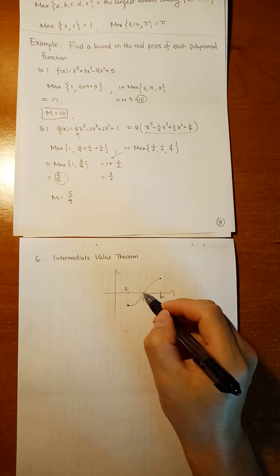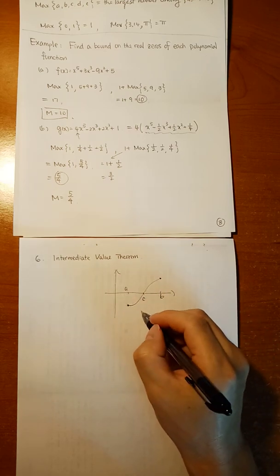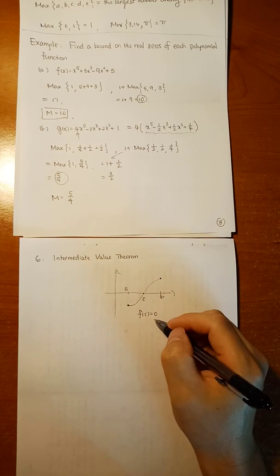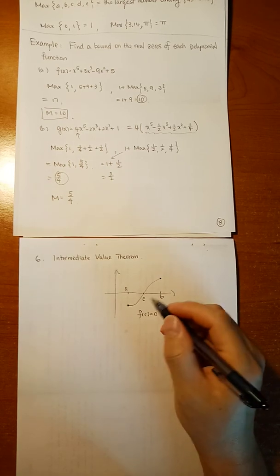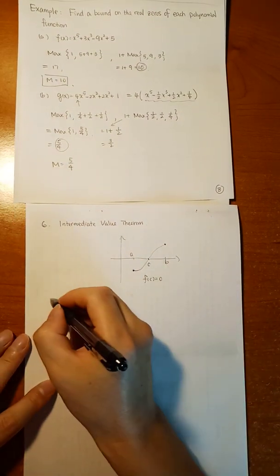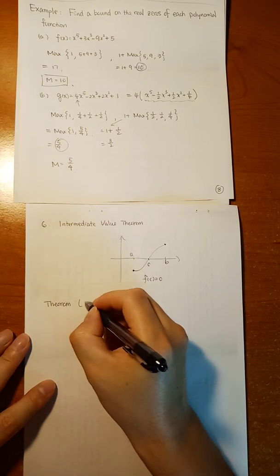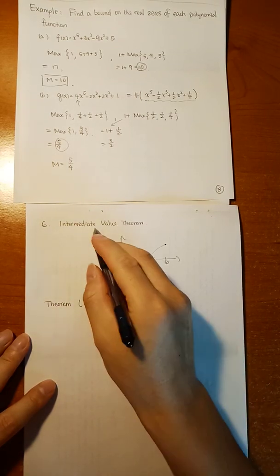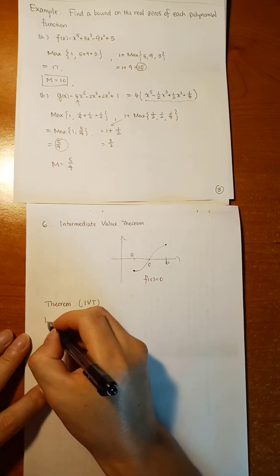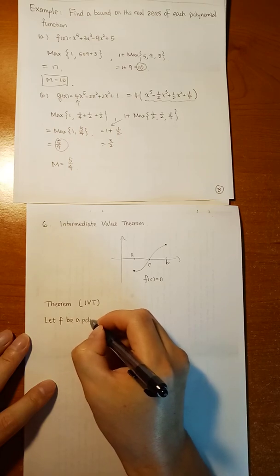And this c gives you y value 0. f(c) is equal to 0. So c is a real zero. That's basically what the intermediate value theorem says. That's IVT, the intermediate value theorem.